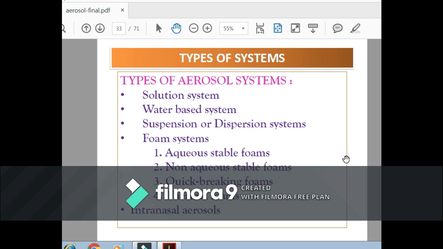Now, the types of those systems. The types of aerosol systems are, first, the solution system. It means when we dissolve your drug directly into your propellant, it is called the solution system. Sometimes you may require water as a vehicle. In that water we add your drug, and then that water and your propellant we add into your container, and it is called the water-based system. See here, your propellant and water do not mix, they are always immiscible. So it is called a two-phase system.